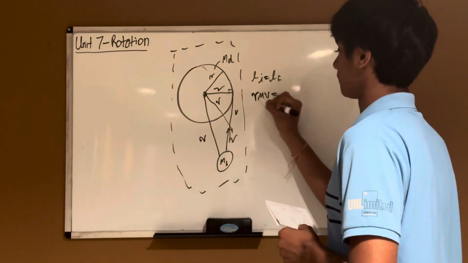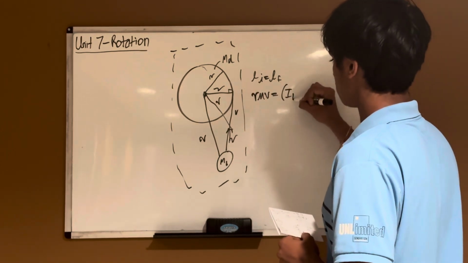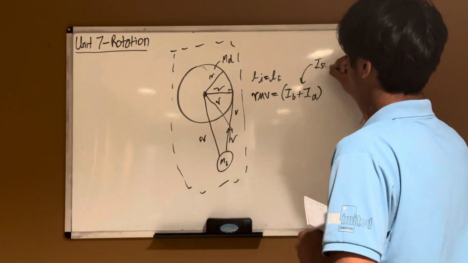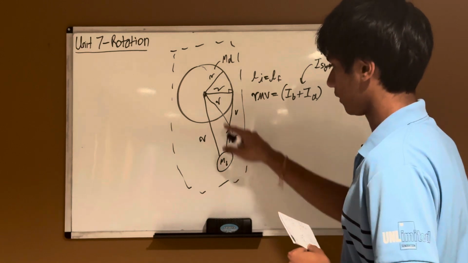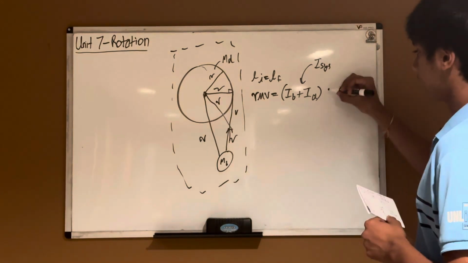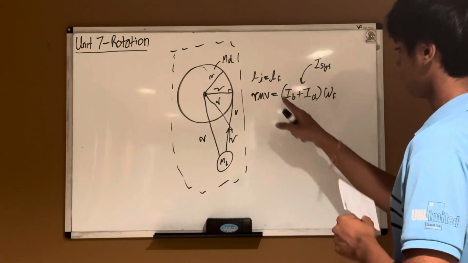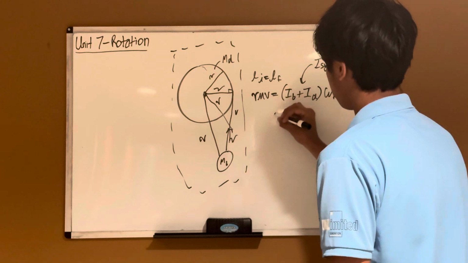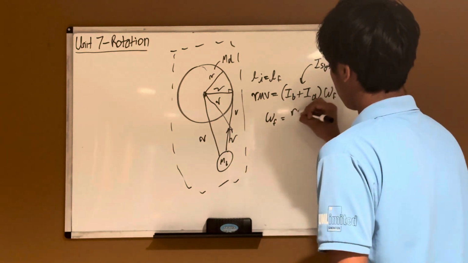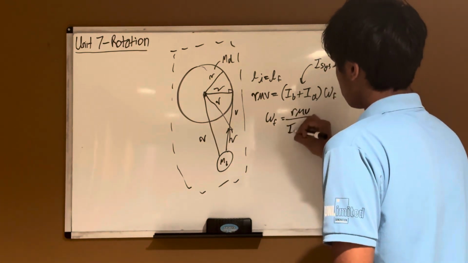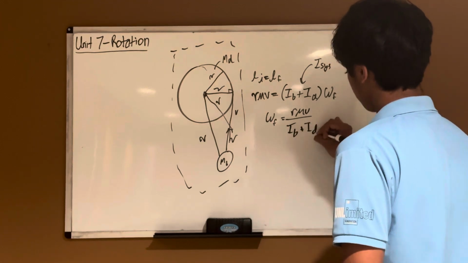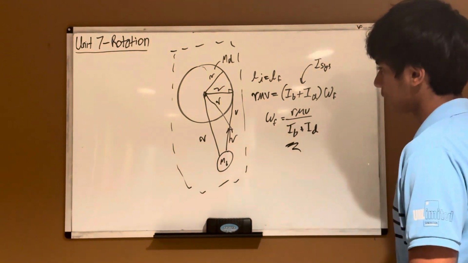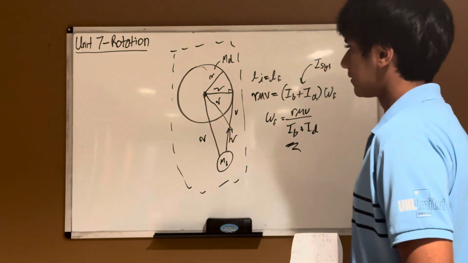So rmv equals the angular momentum final, which equals the I of the ball plus the I of the disc combined, because the I of the system is equal to the sum of the I of the objects, times omega final. This is another way of writing the formula for angular momentum. Then omega final is equal to rmv divided by Ib plus Id, and that's our final answer. Of course, they're going to give us Ib and Id so that we can figure out the values. And that's how we do angular momentum.